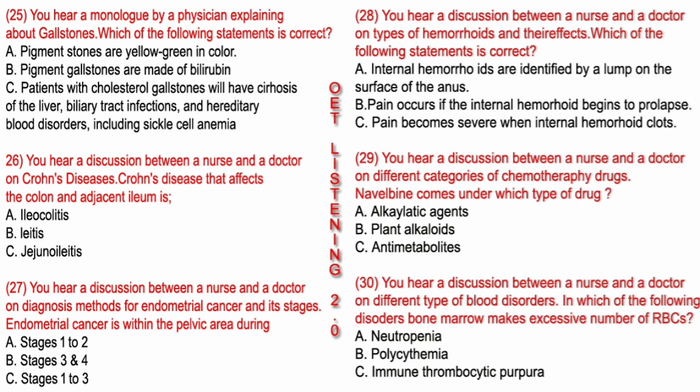The most common types of Crohn's disease are ileocolitis that affects the colon and adjacent ileum, jejunalitis affects the jejunum, ileitis affects the ileum, Crohn's granulomatous affects the colon, gastroduodenal Crohn's disease affects the stomach and adjacent duodenum.